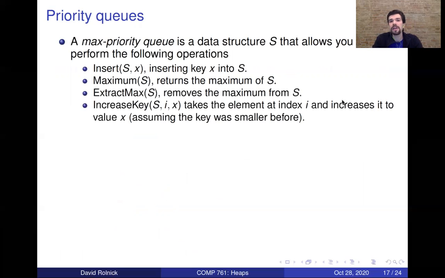So a priority queue is a data structure that allows you to perform a number of different operations. First of all, you can insert a new key into the data structure. You can find the maximum of the priority queue. You can extract the maximum. That's actually like removing it, so it's no longer in your queue. And you can increase any particular key, which is taking the element at index I and increasing it to the value x, assuming that it was smaller than x before.